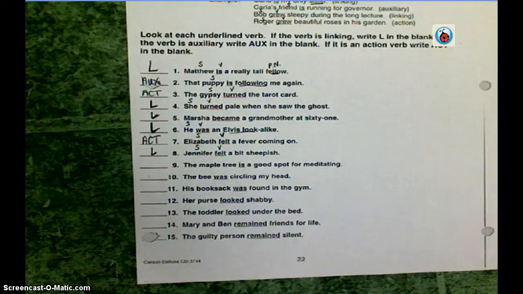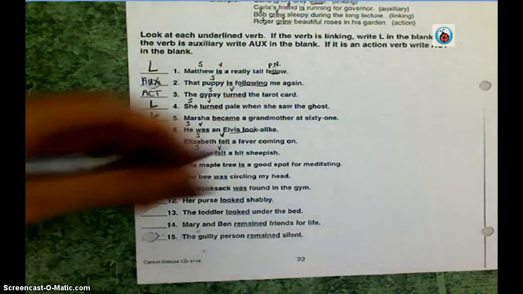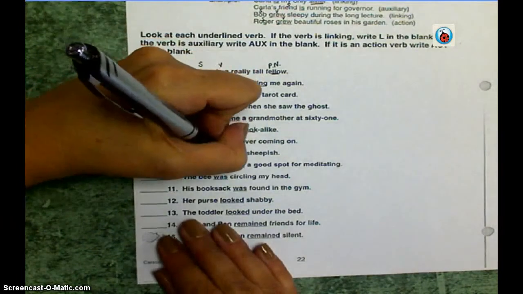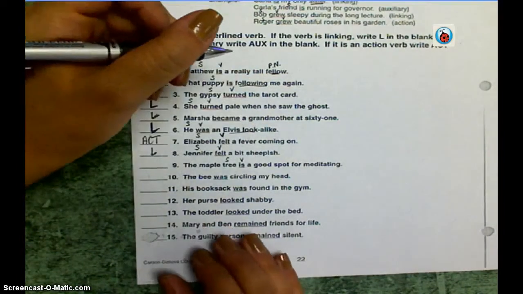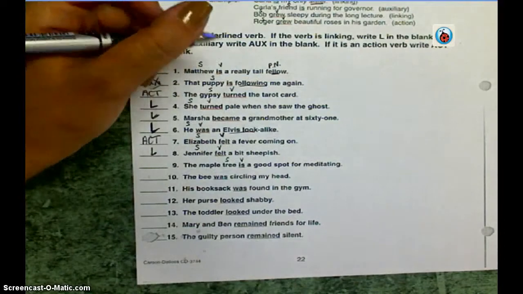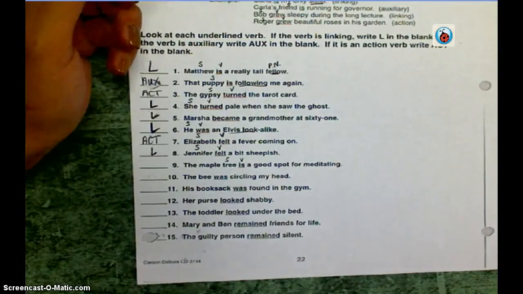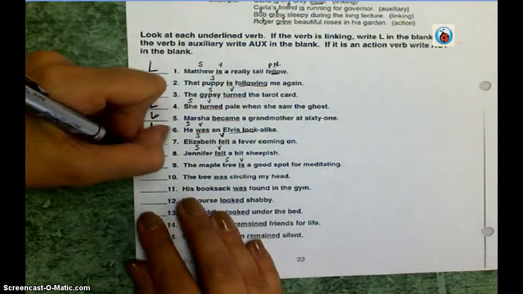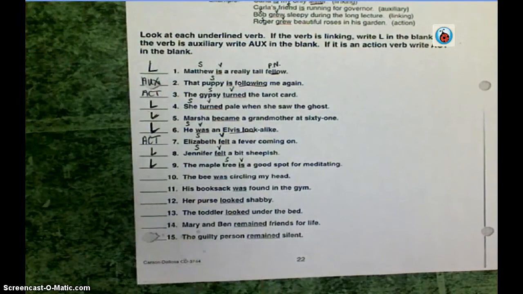Number 9, the maple tree is a good spot for meditating. Who or what did it? The tree, right? What did it do? It is what? A spot for meditating. A good spot. It's a spot. The tree is a spot. This is what kind of a verb? Linking. Exactly.